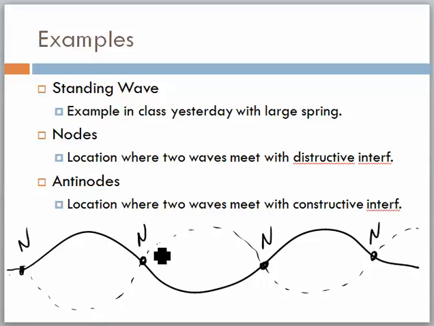Antinodes, location where two waves meet with constructive interference. Where are we going to have the most interference? Well, that means, do this here, right here and here is an antinode. Here and here, an antinode. Antinode. So that is examples of a standing wave here, and we're going to show that in class. And we have our nodes and antinodes.